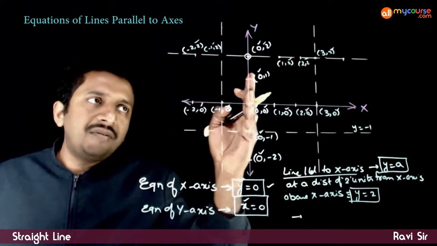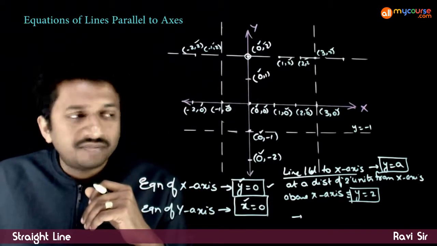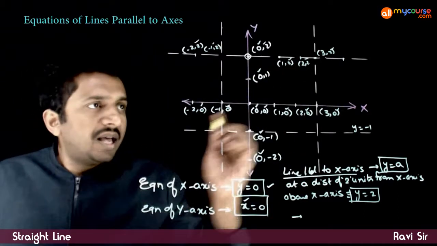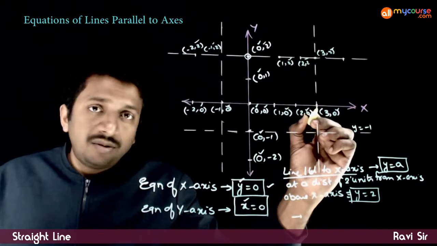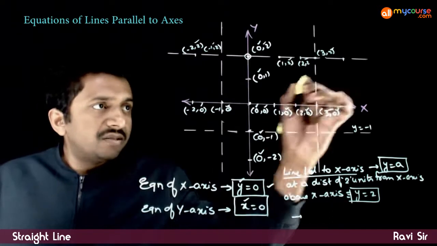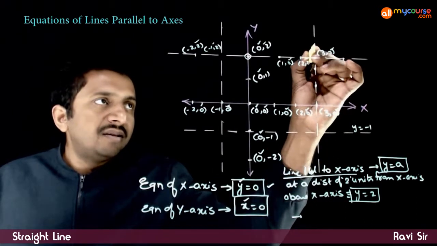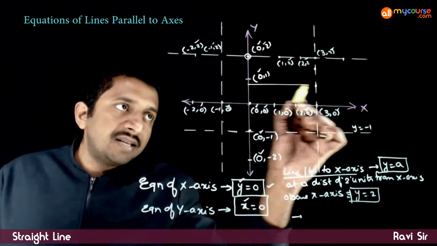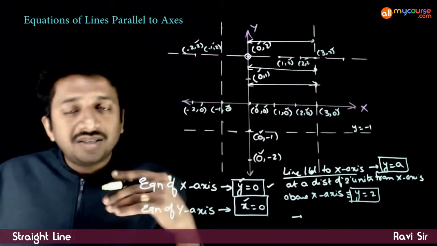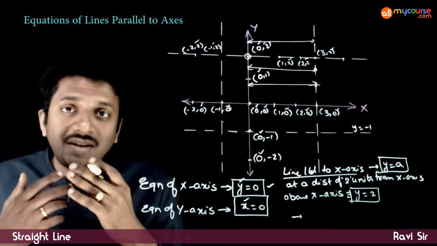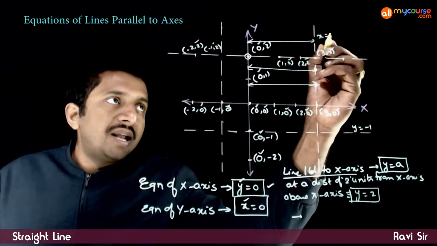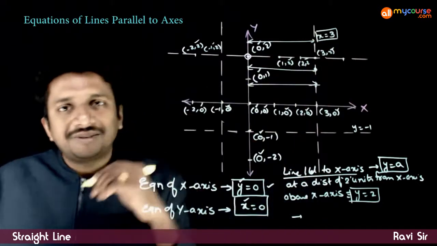Next, what is the equation of a line parallel to y-axis? As you can see, if the line is passing through 3, 0, that means the distance between these two lines is 3 units. So if you take any point on this line, the distance from y-axis will always be equal to 3 units. What is the distance from y-axis? It's nothing but the x-coordinate. So the x-coordinate of every point on this line will be equal to 3 units.